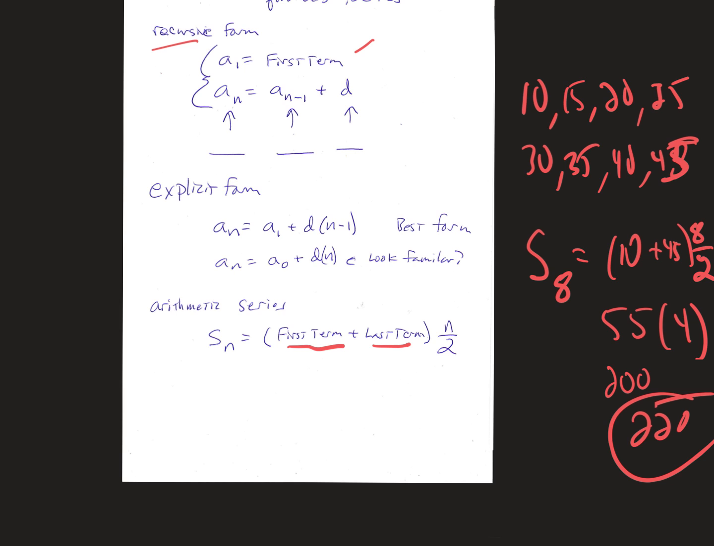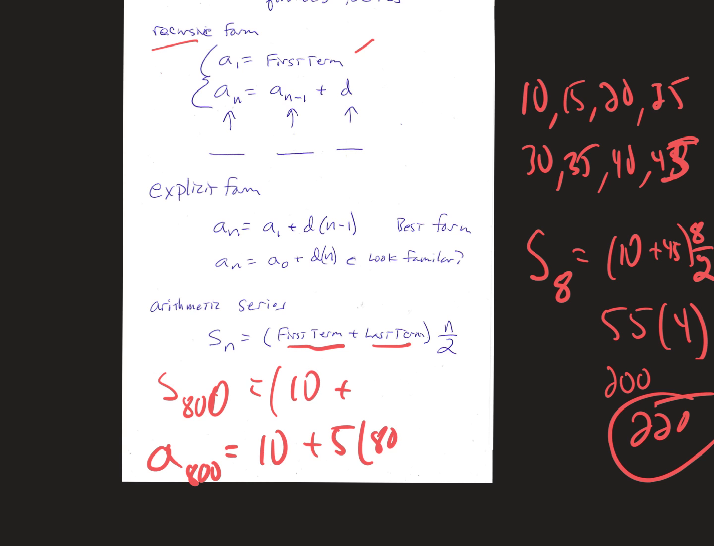High school students always do that. They want to learn the new way. So suppose I want to find the sum of the first 800 numbers in this sequence. I could do the first term, which is 10. Then I'd have to find the last term, and we have that explicit formula. So if I want to find the 800th term, I would take 10 plus 5 times 800 minus 1.